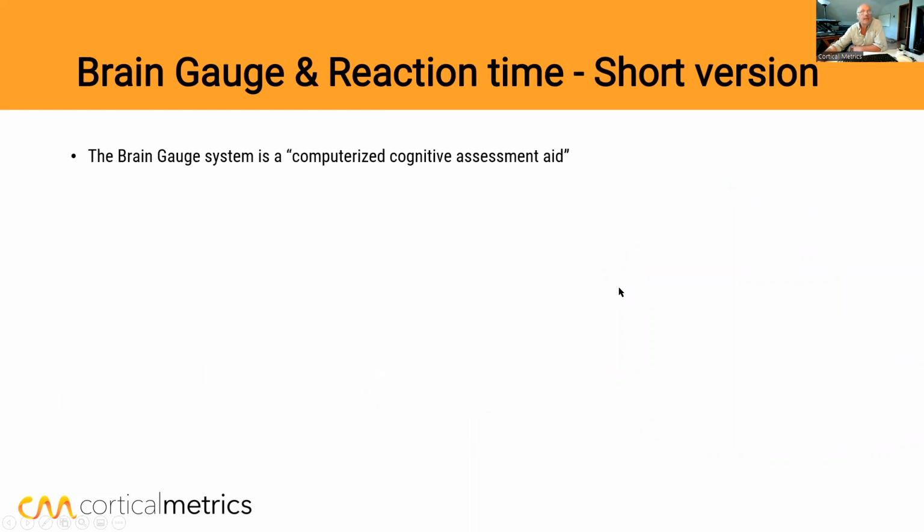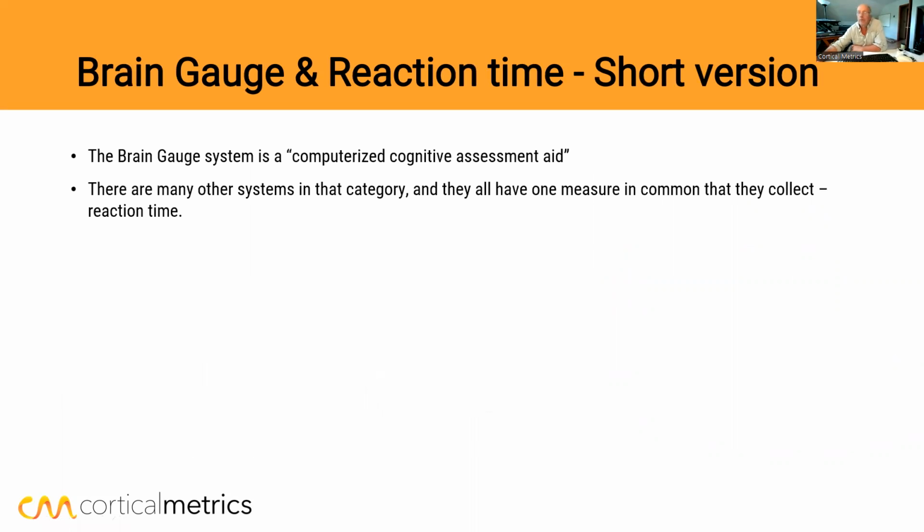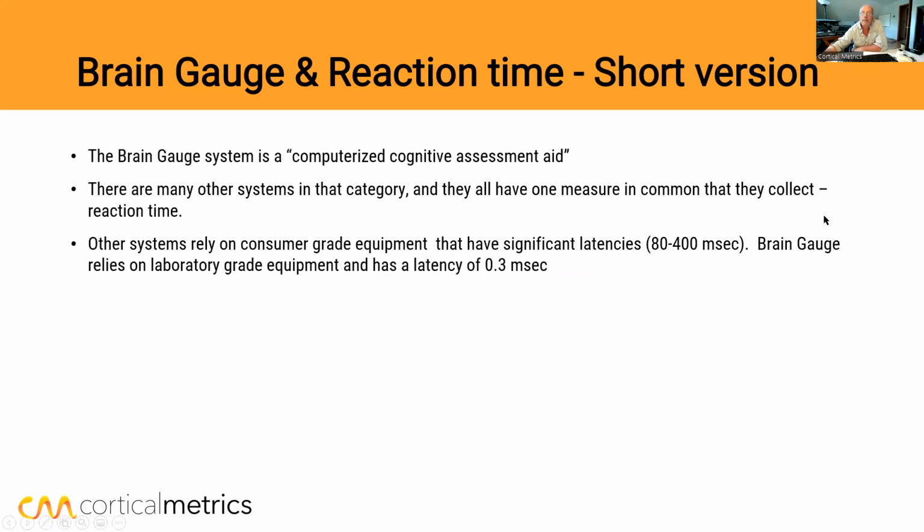Brain Gauge system is a computerized cognitive assessment aid, and there are a lot of those systems in that category. The one thing they do have in common is that just about all of them collect reaction time. So that's the one measure where we can accurately and rigorously compare reaction time from the Brain Gauge system to the reaction time of other systems that are out there.